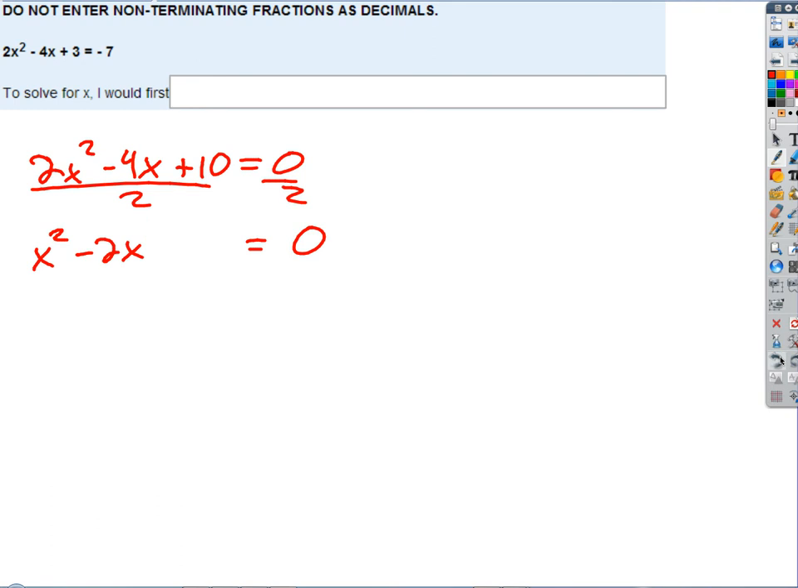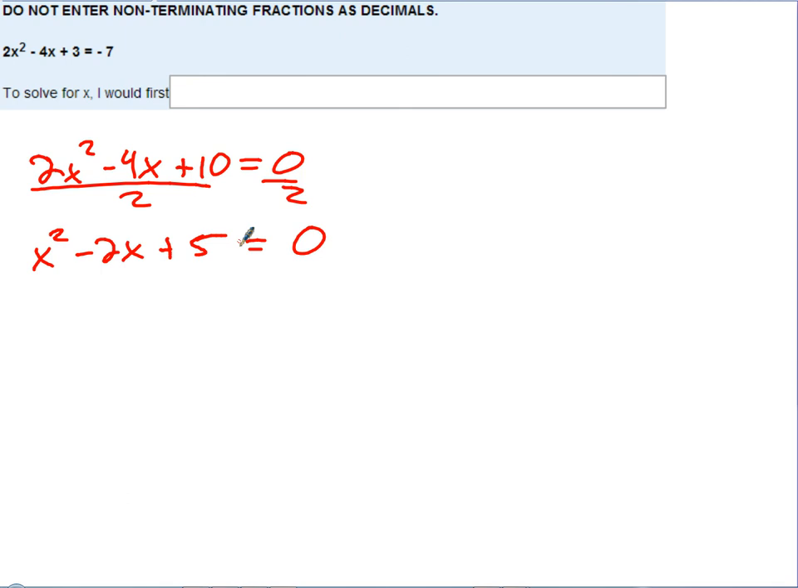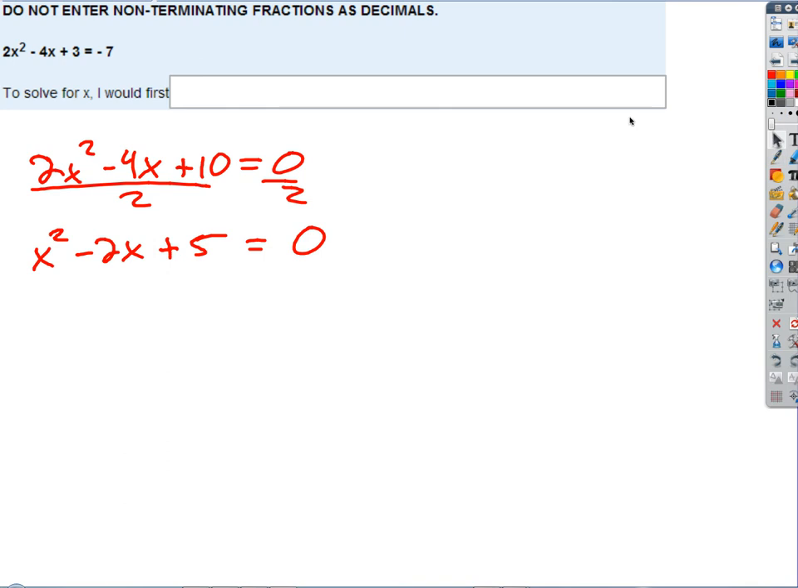Right? And 10 divided by 2 is 5. And then we'd get to the step where now we ask ourselves, do we factor or do we use the quadratic formula? And there are not two numbers that multiply to +5 and add to -2, so now we would just throw it in the quadratic formula, right? But this question isn't asking for all that stuff. All it's asking for is what's our first step?